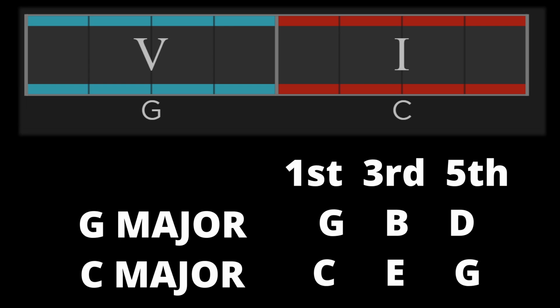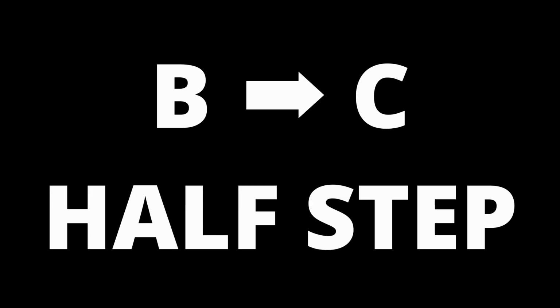The G major chord has the notes G, B and D. The C major chord has the notes C, E and G. Look at the middle note or third note in the G major chord. It is B. This is the closest note to the root or tonic of C major. It is only half a step or a semitone away from it. This creates the strong pull or desire to resolve that we hear in the perfect cadence.